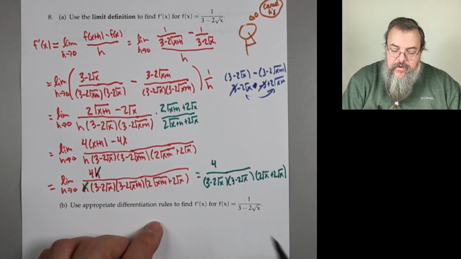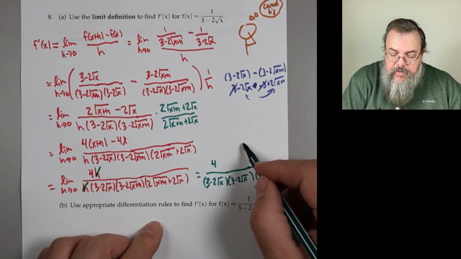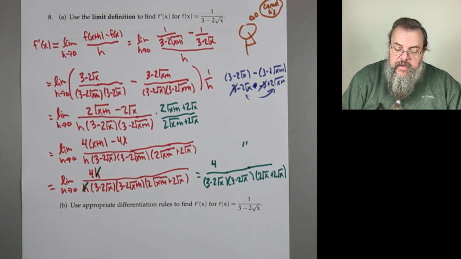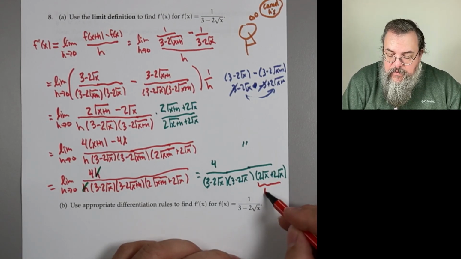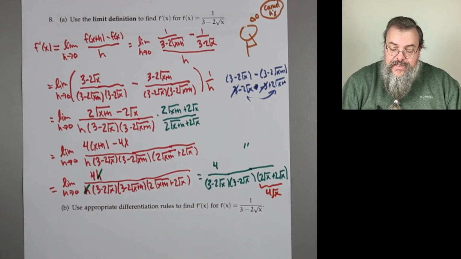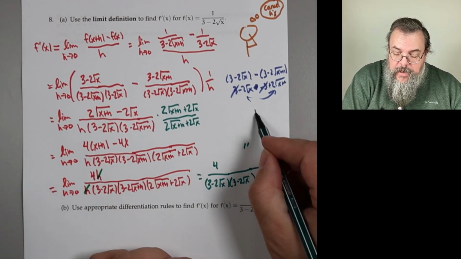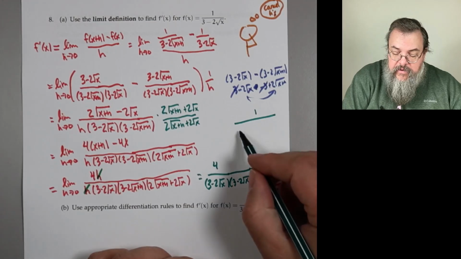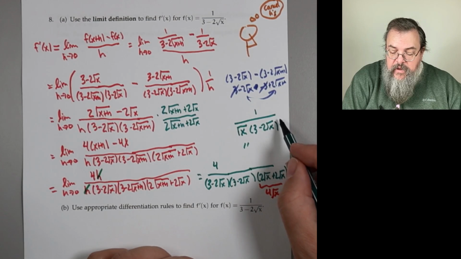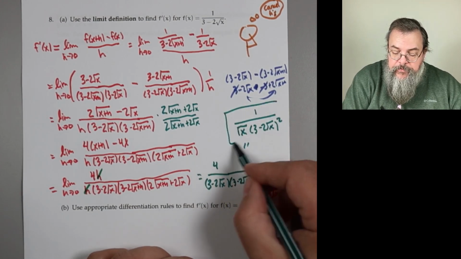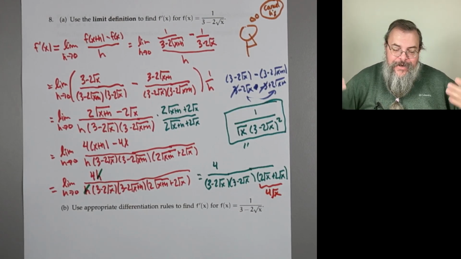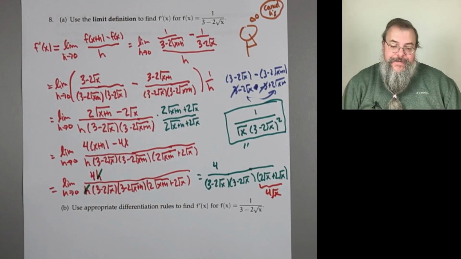Now, we can do one more round of simplifying. Notice that this 2 root x plus 2 root x is the same as 4 root x. And then I have a 4 upstairs and a 4 downstairs, so that cancels. So we really have a 1 upstairs, a square root of x, and a 3 minus 2 square root of x quantity squared. And there we go. We took our derivative using our limit definition.